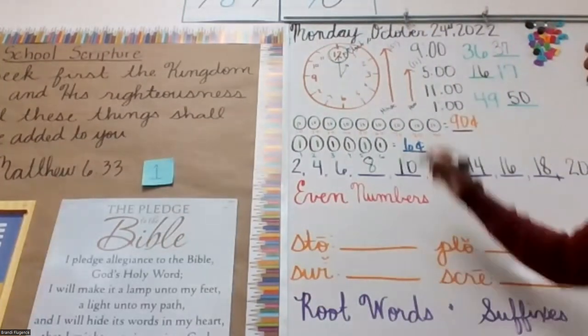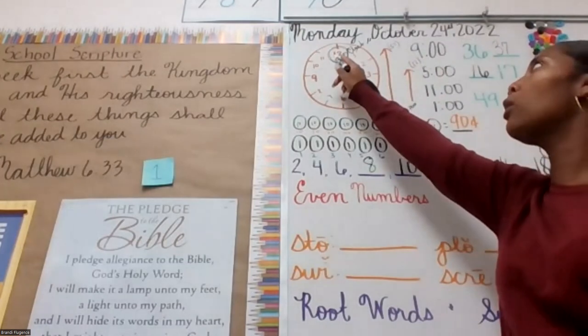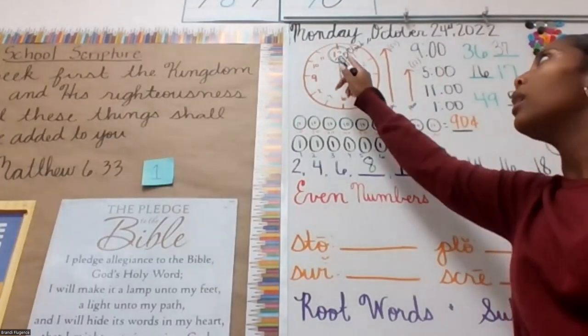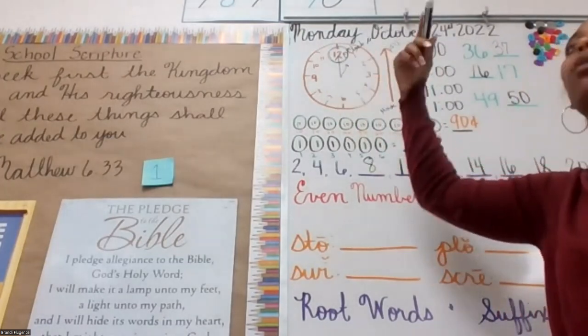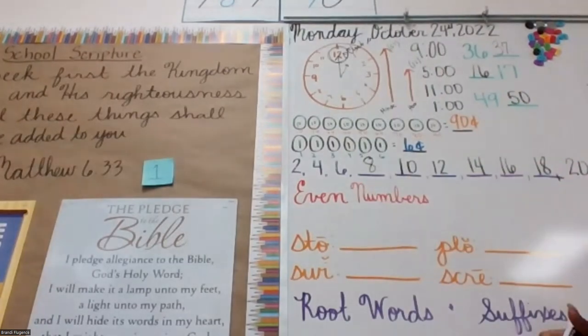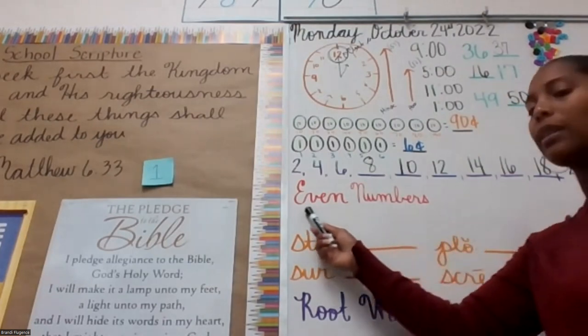Anytime it's o'clock, if it's 9 o'clock, that means you need to have your long hand on 12 to show o'clock. And then you need to have your hour hand on 9 or whatever hour it is telling you to mark in your book. Okay. All right, so that is the clock that we learned on last week. Good job.